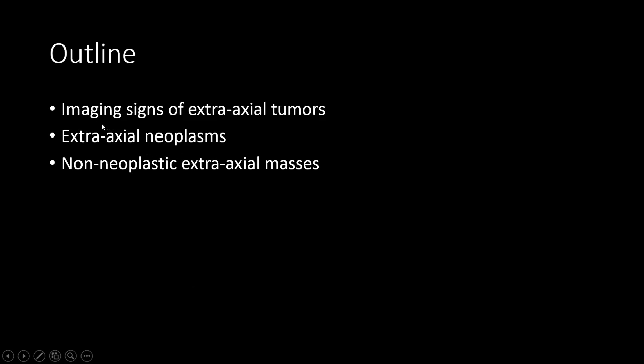So the outline of the talk will briefly first describe the anatomy of the extracranial space and imaging signs of extraaxial tumors. Then we'll talk about extraaxial neoplasms and then non-neoplastic extraaxial masses.